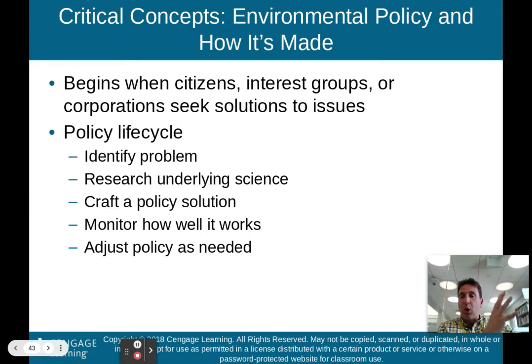All right, so critical concept, environmental policy, how is it made? So again, we just spoke about some treaties and conventions, but how do you go about making them? This may be something you do, right? If you go into environmental science, and I hope many of you do, you may be involved in creating environmental policy. So here's how it works.